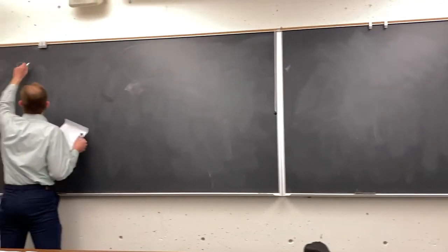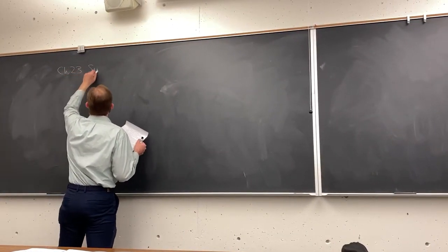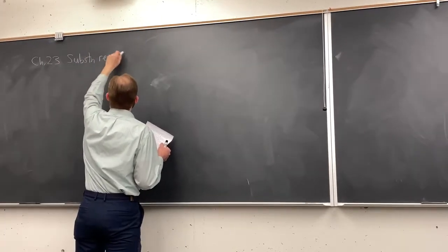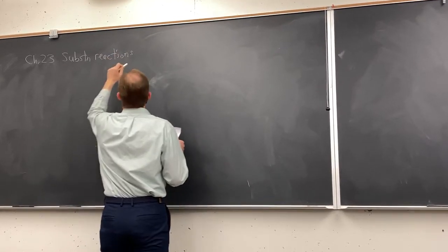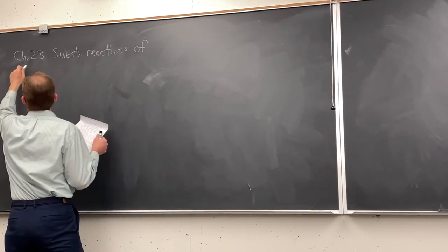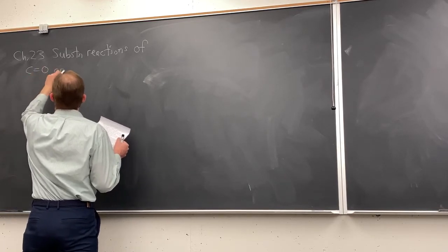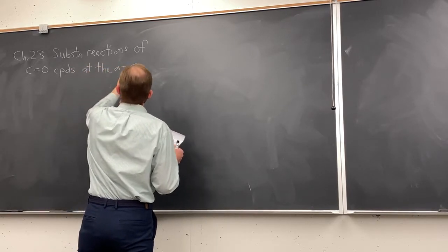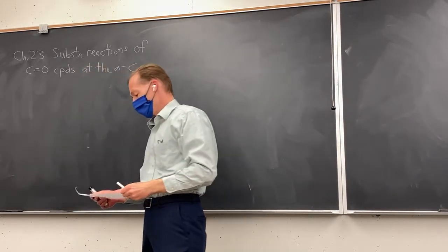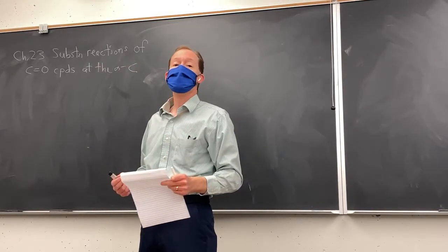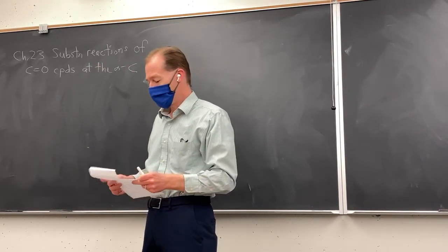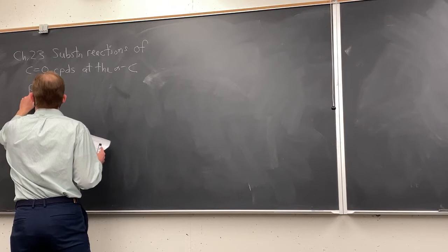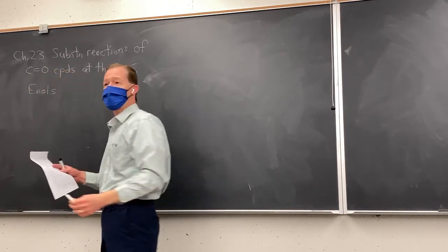So chapter 23 was entitled Substitution Reactions of carbonyl compounds at the alpha carbon. So this is where we first talked about using carbonyl compounds as nucleophiles. And we started off this chapter discussing enols.